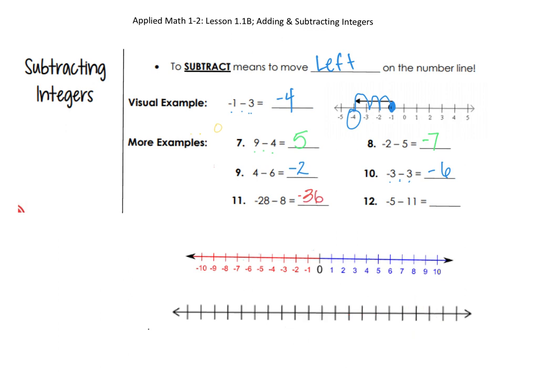Okay, number 12, we have negative 5 taking away 11. So negative 5 is our starting point, and we need to move 11 spaces left. 1, 2, 3, 4, 5, 6, 7, 8, 9, 10, 11. We land at negative 16 for our answer.